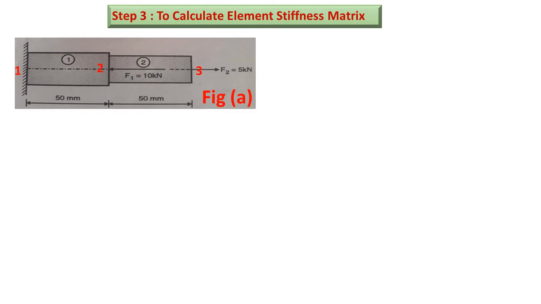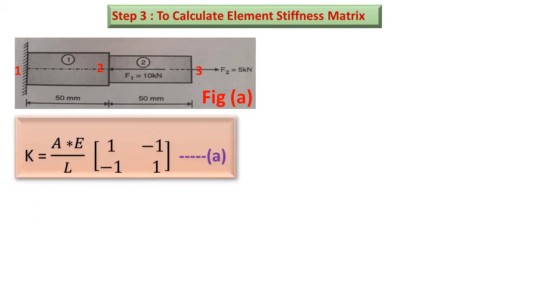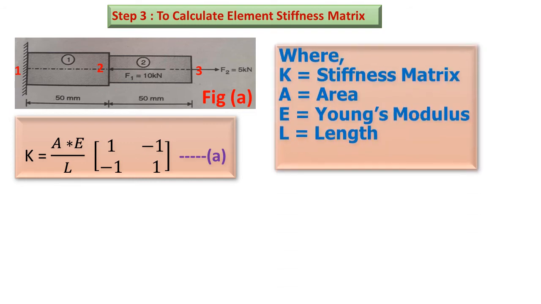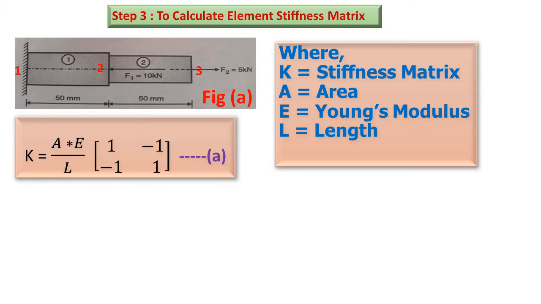The third step is to calculate the element stiffness matrix. For the stiffness matrix, the formula is AE upon L, [1 -1; -1 1], equation number A, where K stands for the stiffness matrix, A stands for the area of the element, E stands for Young's modulus for that respective element, and L stands for the length of the element.